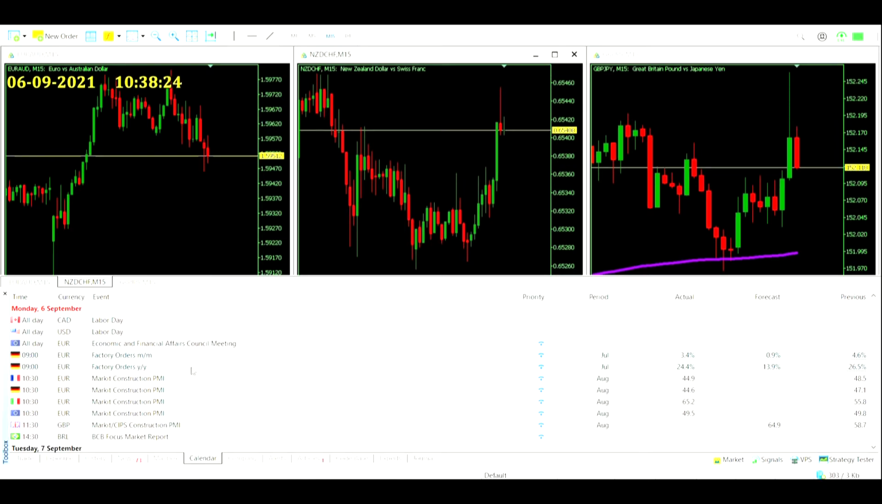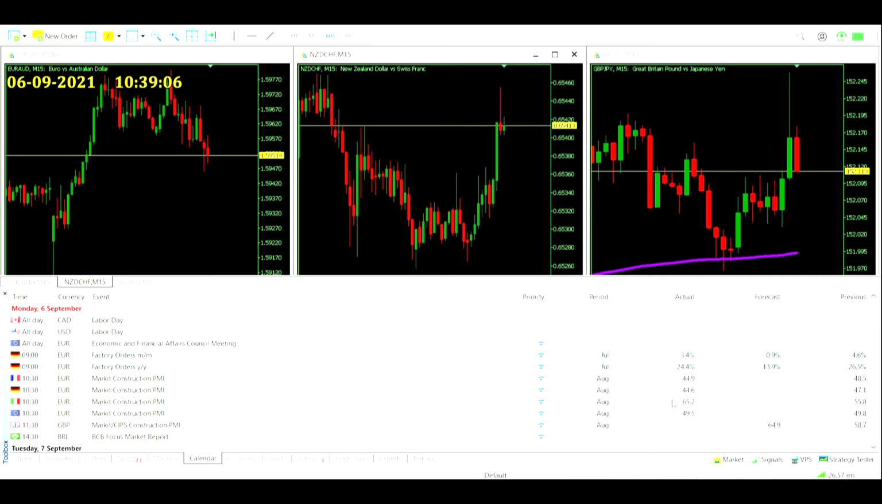Factory orders from Germany at 9 o'clock just about an hour and a half ago. Those are looking pretty nice. There was a beat on the month on month, 3.4 against 0.9 forecast. And year on year, 24.4 against 13.9. Very nice as well.